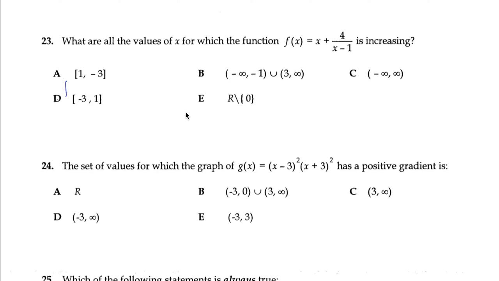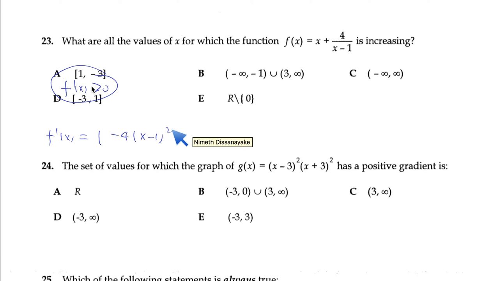Yeah, so we need to calculate when f dash x is positive. Just trying to get f dash x first. So f dash x equals the derivative of x, which is 1, and then minus 4 (x minus 1) to the power of minus 2. So this is your f dash x, and you want this entire thing. Oh yeah, that's minus 2. Thank you.